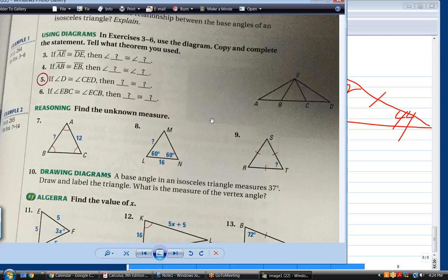With CPCTC. Just remember it's every other letter is a C, starting with C. It's corresponding parts of congruent triangles are congruent. The last two C's mean congruent, the first C means corresponding. Okay? But, so what do you got coming up next, do you know?